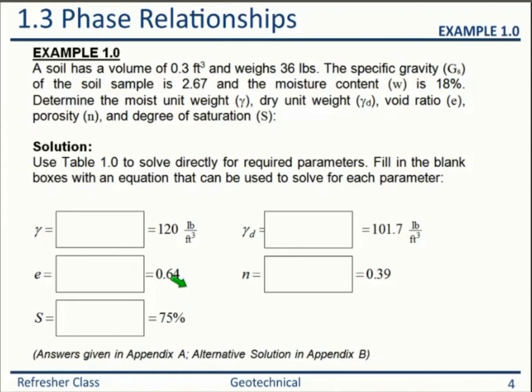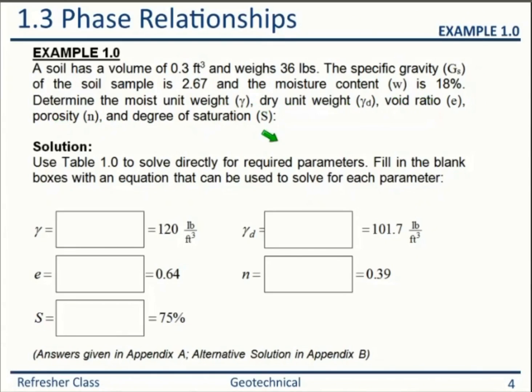Example 1. A soil has a volume of 0.3 cubic feet, weighs 36 pounds, specific gravity 2.67, moisture content 18%. You need to calculate moist unit weight or total unit weight, it's the same thing, followed by the dry unit weight gamma D, followed by void ratio e, porosity, and degree of saturation.